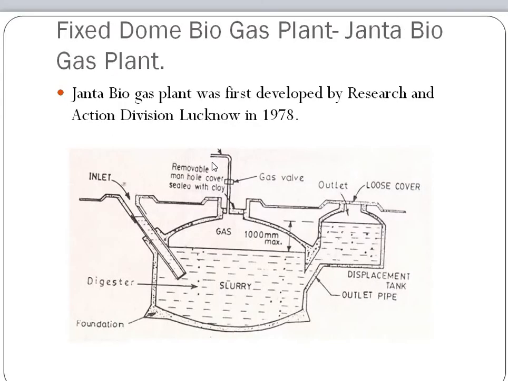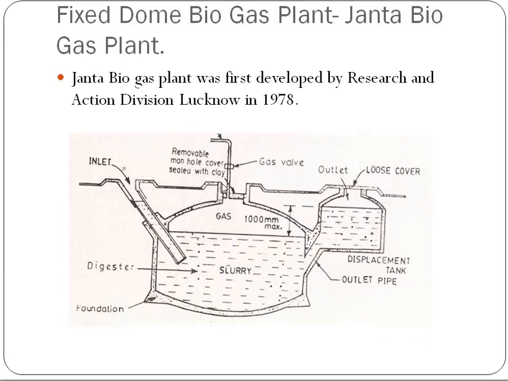In the diagram shown in the slide, the fixed dome biogas plant, or Janata biogas plant, was developed by the Research and Action Division, Lucknow in 1978. This diagram you have to draw on a drawing sheet and submit to the subject in charge. Also, you have to understand the working of the Janata biogas plant, which is a fixed dome biogas plant.